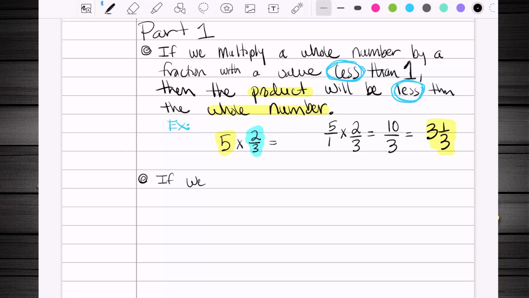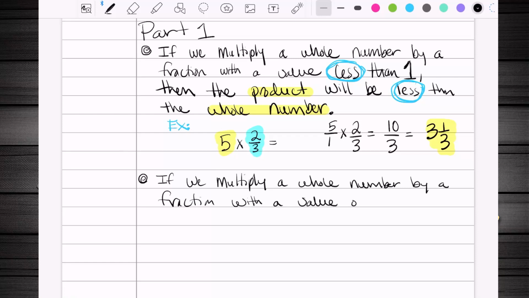The product is smaller. Now, if we multiply a whole number by a fraction with a value more than 1, or greater than 1, then the product will be more than the whole number.